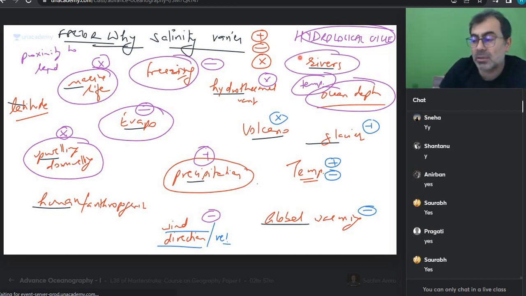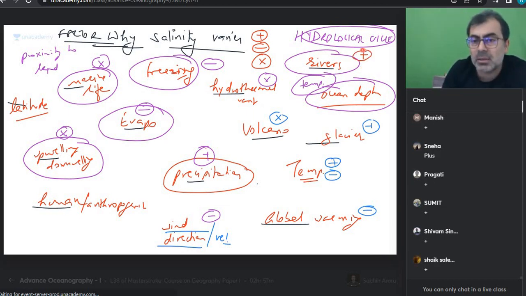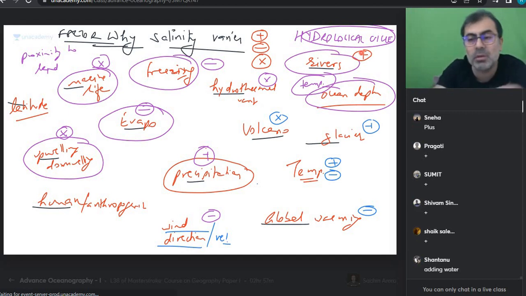What are rivers doing? Plus or minus? Quickly. What are they doing? Rivers. They are plus or minus. How many people are putting minus? Why minus? What is minus in river? I did not understand. Rivers are adding water, right? And we simply said addition of water, removal of water. Rivers add water. Come on.